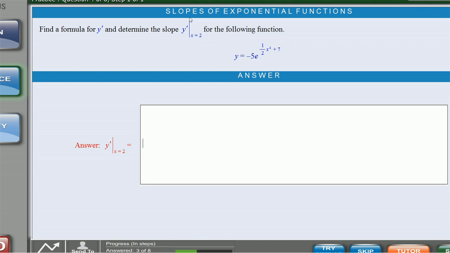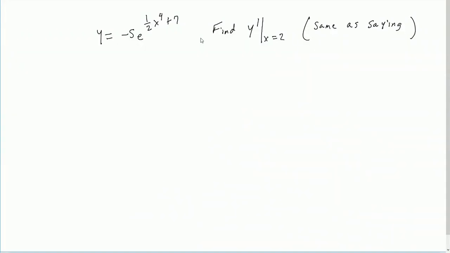Okay, so you may not have seen this notation before with the vertical line here and an x value. What this is, is literally the same thing as saying f prime of 2. So they're saying take the derivative and plug the number in. That's really all they're saying there. So it's a little bit new notation. You may not have seen it before, but it means the same thing as f prime of 2. Take the derivative, plug in 2.